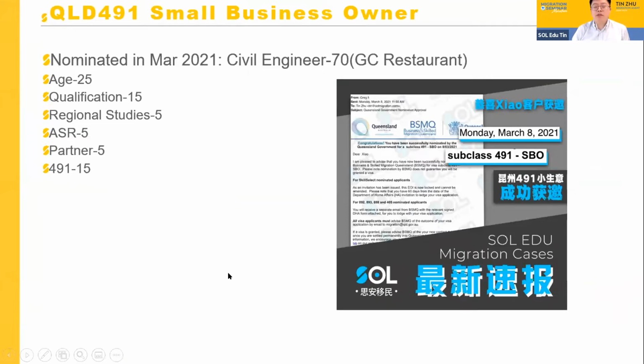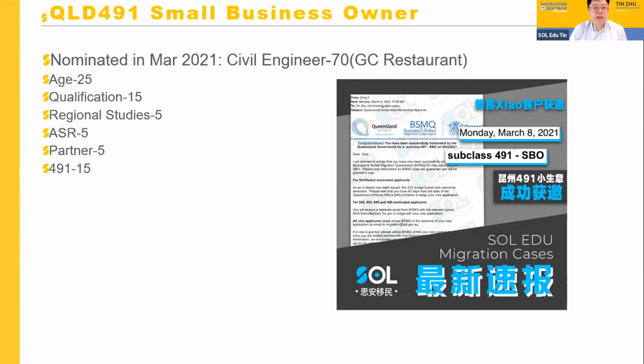So sometimes you may be confused whether I need to operate a business that related to my degree. The answer is no. There will be no limitation about any business you operate, whether they are related to your background or not. But of course, they have some limitation about the business types. Let's say you can't be a Uber or you can't be a courier driver. So this is some limitation for small business owner stream, but it can be totally different from your background, okay?